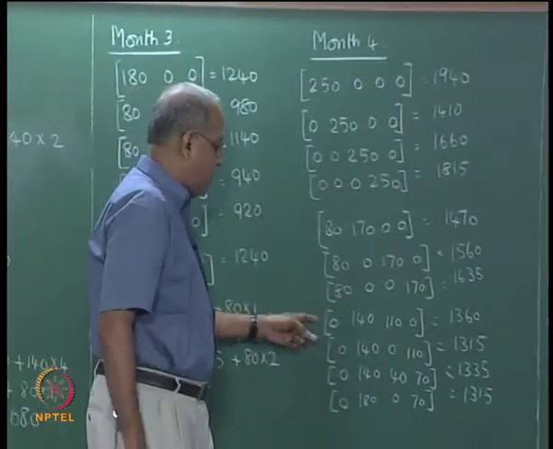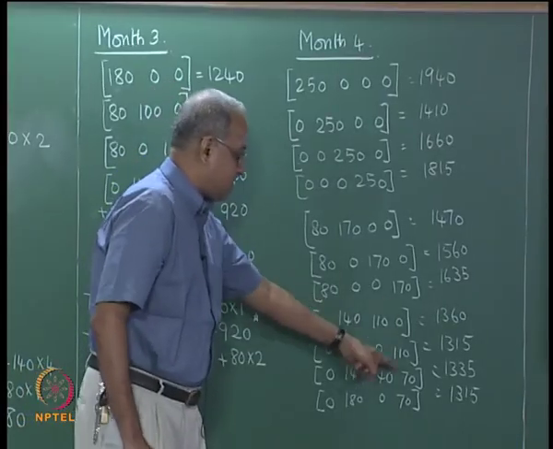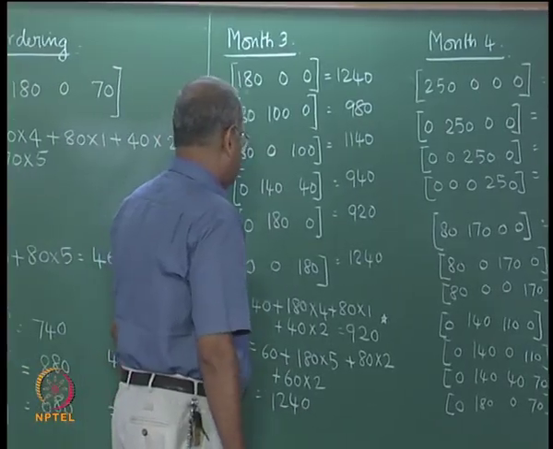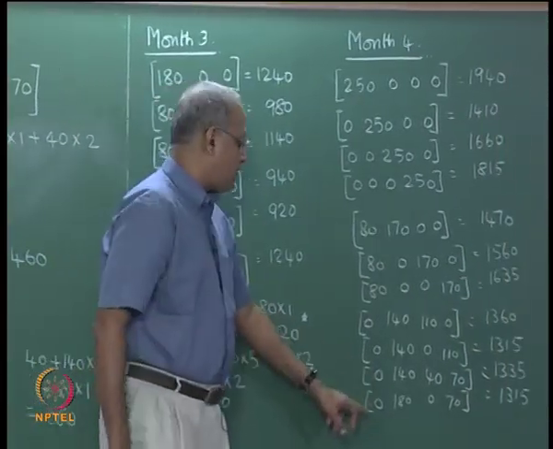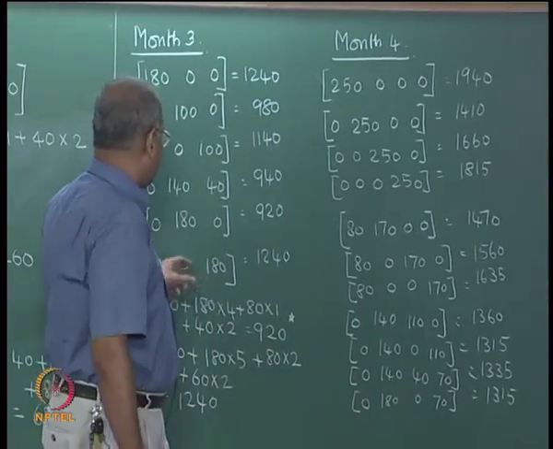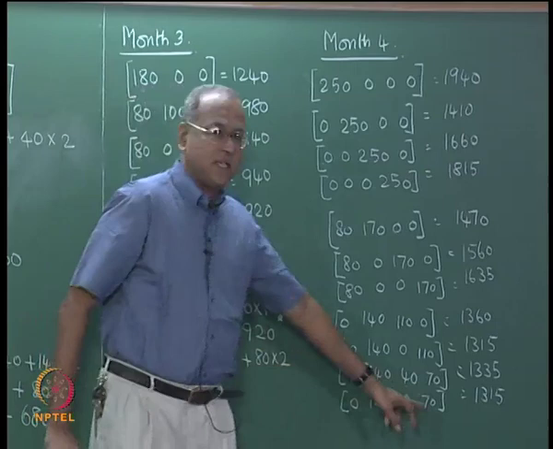So, we take the 0, 140 and look at the other cases that are here with 1335, and the third one, the best case is 0, 180. So, we have 0, 180, 0, 70. 0, 180, 0 gives us this 920 plus 70.